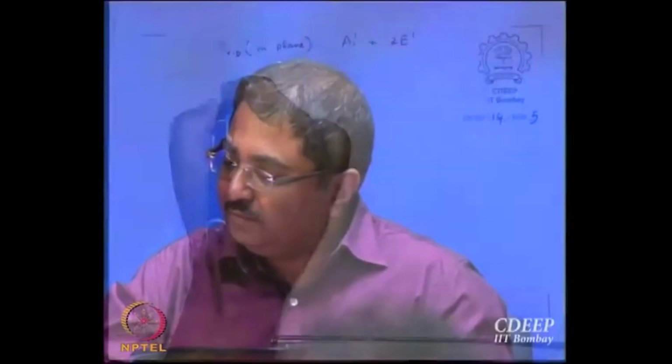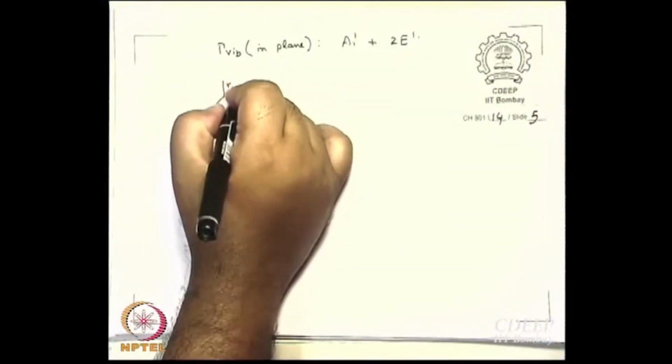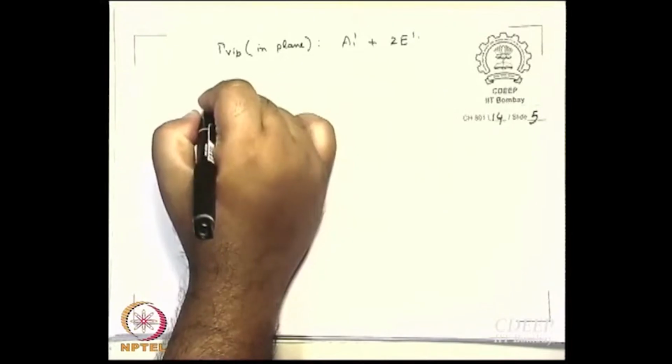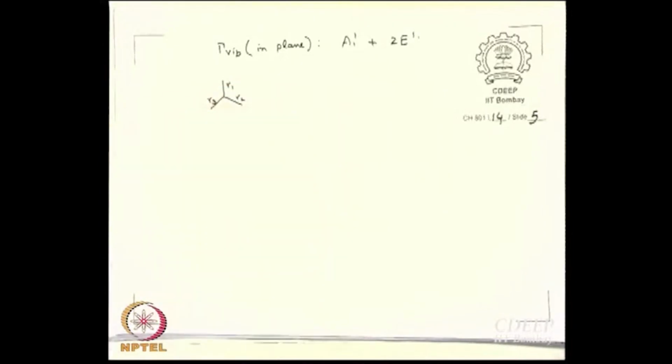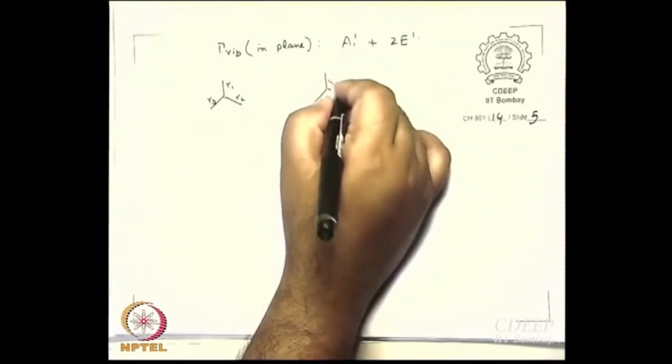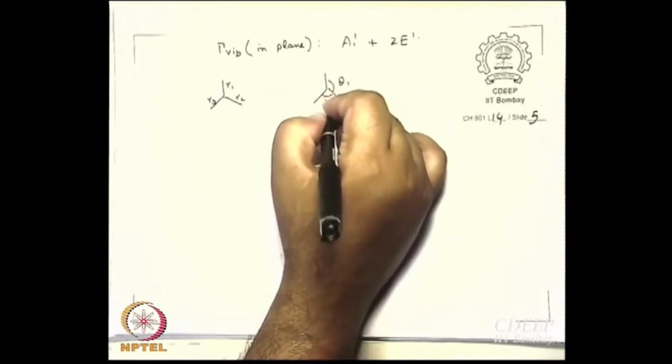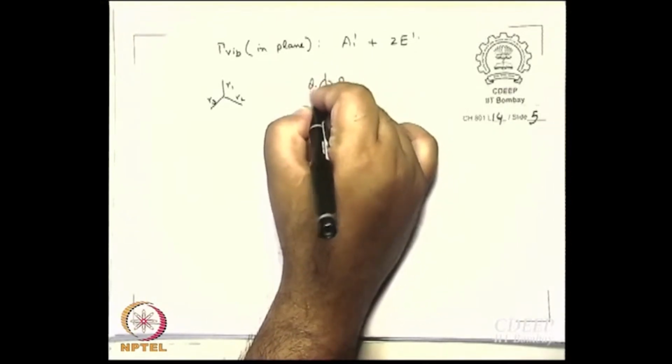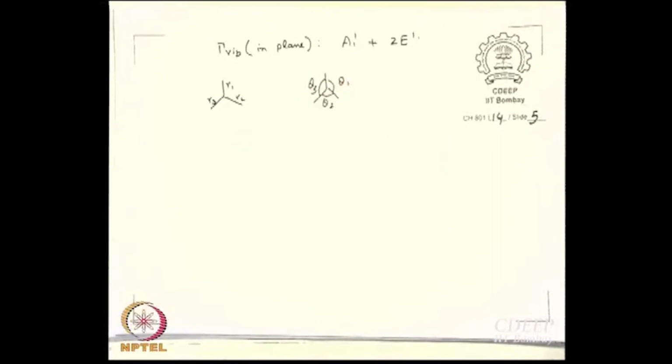Let me call this R1, R2, R3, okay, and I will call these theta 1, theta 2, theta 3. Of course, when nothing takes place, then R1 equal to R2 equal to R3 and theta 1 equal to theta 2 equal to theta 3. These are the mean positions, alright.